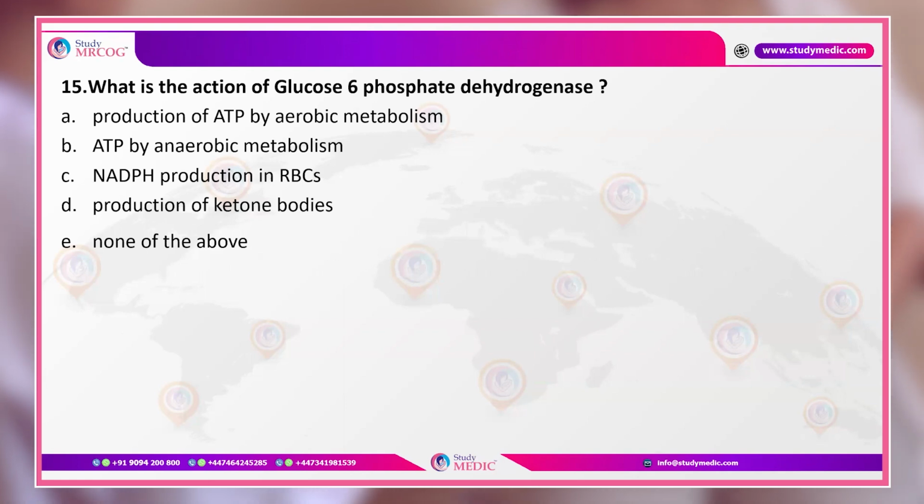What is the action of glucose 6-phosphate dehydrogenase? Whenever you see a word ending with ASE, that means they are asking about an enzyme. So whether it is production of ATP by aerobic metabolism, ATP by anaerobic metabolism, NADPH production in RBCs, production of ketone bodies, or none of the above. Production of ATP by aerobic metabolism: aerobic means you will immediately remember glycolysis. We don't get glucose 6-phosphate dehydrogenase there. Anaerobic, we get lactate dehydrogenase. So here NADPH is the most appropriate correct answer.